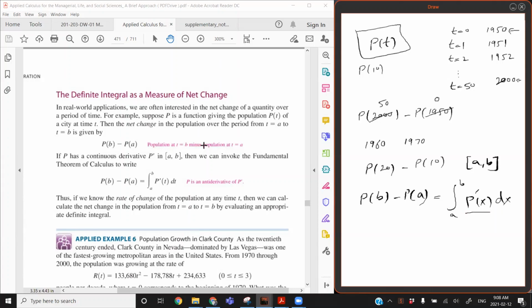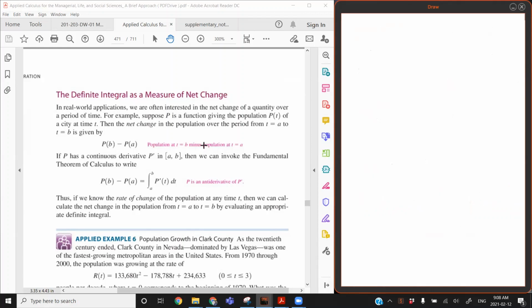What would the rate of change in the population be? I'm going to give you a graph to make it plausible in your mind why the area under the rate of change would be the net change. So for example, imagine you have P prime of T. What you're given is the rate of change of the population.